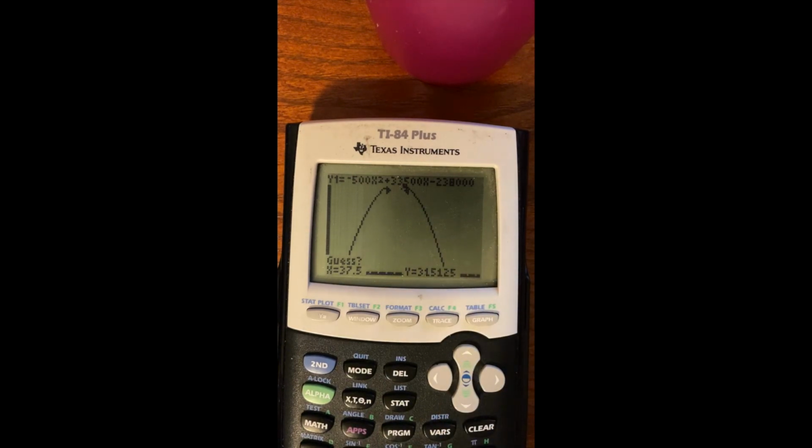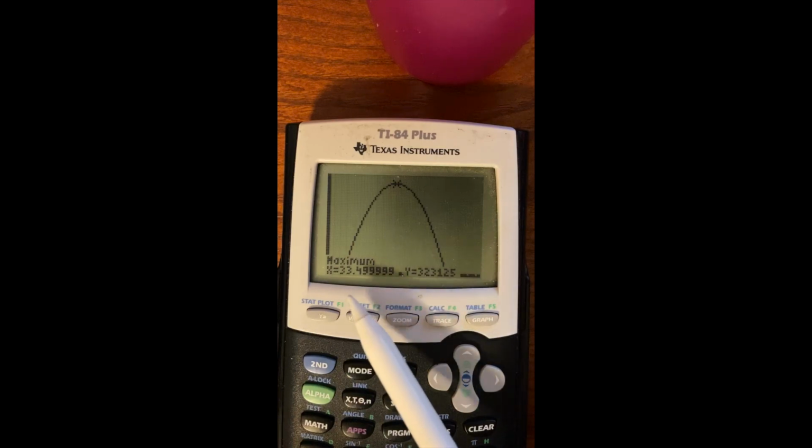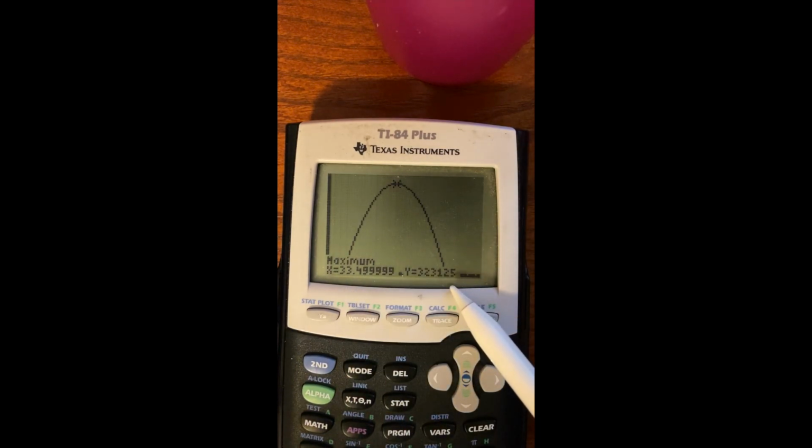I'm not going to guess, so I'm just going to press enter, and then there's my maximum. Remember that our calculator doesn't always round perfectly, so this is obviously $33.50, and then my maximum profit is here as well.